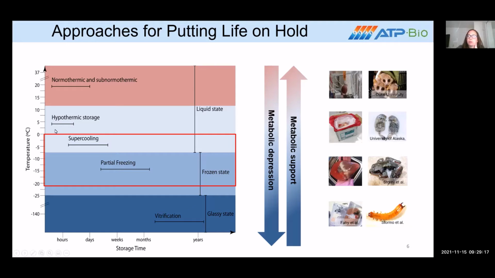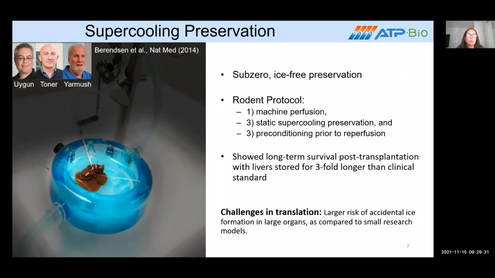So now focusing in on supercooling and partial freezing, I'm going to breeze through quickly the concepts of supercooling, because I know you already heard that from Dr. Uygun, and then we'll jump into partial freezing. So supercooling preservation, again, one of these high sub-zero approaches. The purpose is to preserve in an ice-free preservation modality. So again, it's below the freezing point, but we don't want to initiate ice. The thinking behind this is, again, greater metabolic rate depression, but not having to deal with phase changes of water.